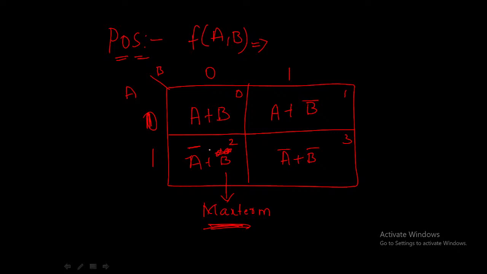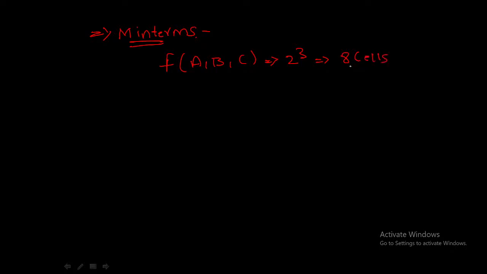Now, how to represent a three variable K-map? So for a three variable K-map, let us take the example of the min terms first, and then we will go to the max terms. Let's say you have a function f of a, b, c, so 2 power 3, which will be equal to 8 cells. So a total of 8 cells are possible for these three variables.